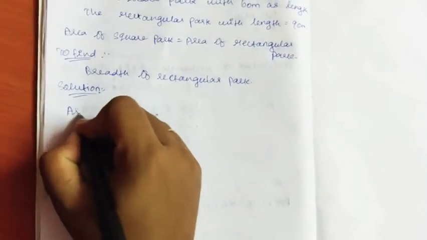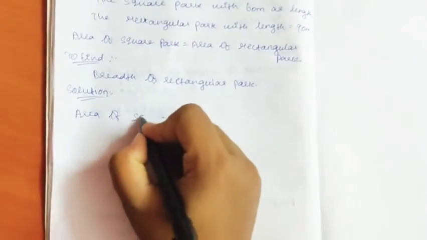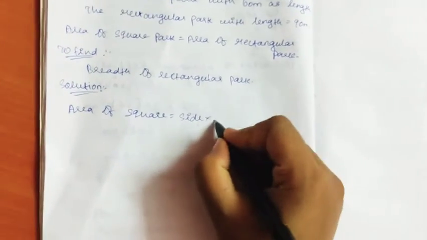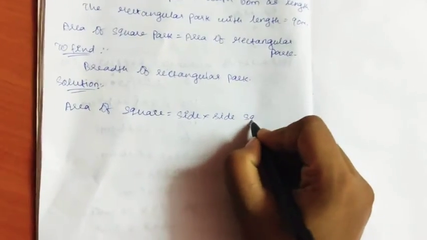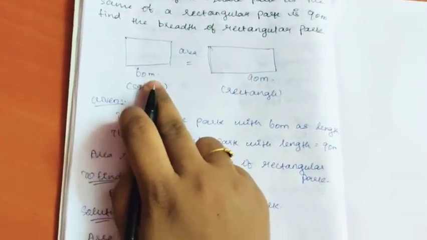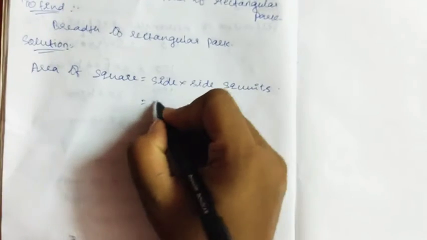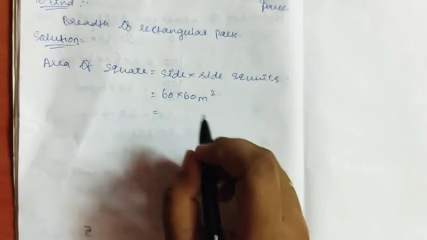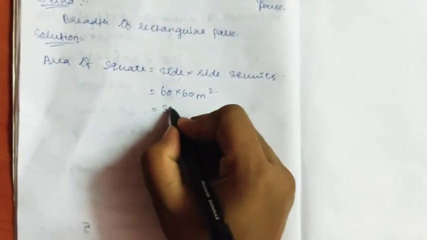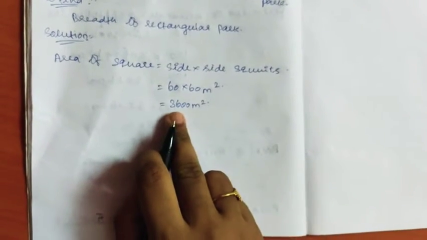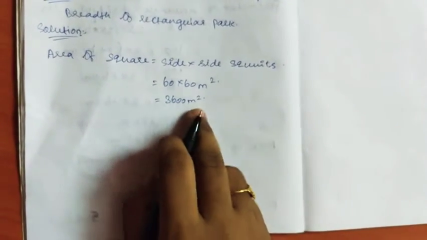So what is the area of square formula? Area of square equal to side into side square units. So what is the side here? Here side is 60 meter. So substitute 60 in this equation. So 60 into 60 meter square. So what is the value? 3600 meter square. We got the area of square as 3600 meter square.